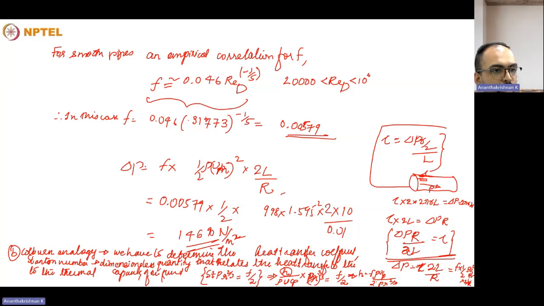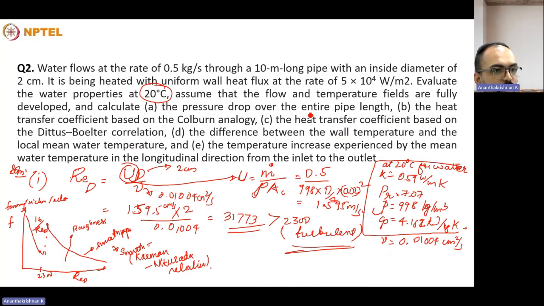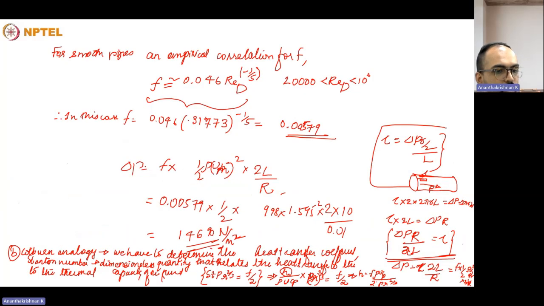And the second part, using this friction factor, you have to calculate the heat transfer coefficient based on the Colburn analogy. The Colburn analogy tries to equate the Stanton number, Prandtl number, and the friction factor like this.